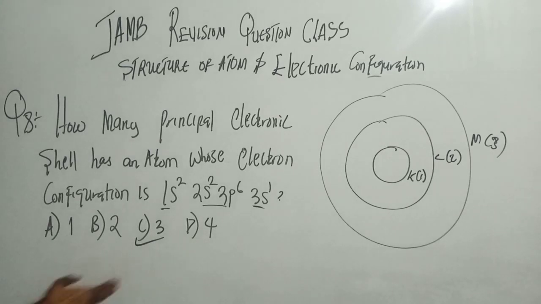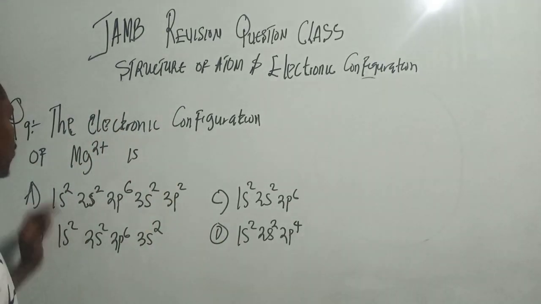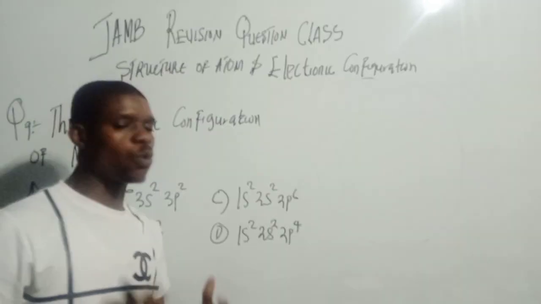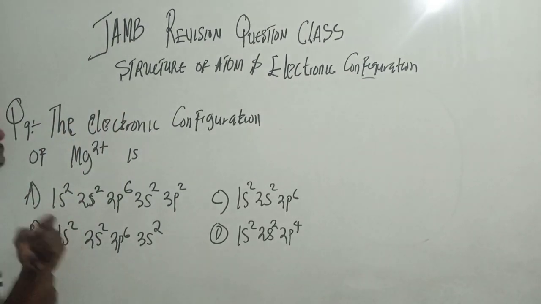So that is the answer. The answer is C. So let's look at what this question is asking. You see the electronic configuration of the magnesium ion. So now we want to write the electronic configuration for the magnesium ion.